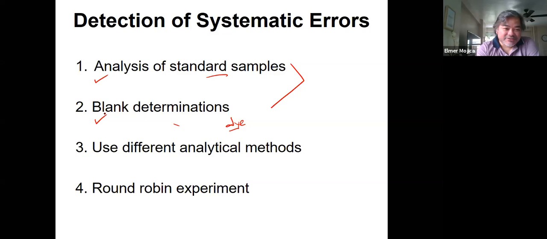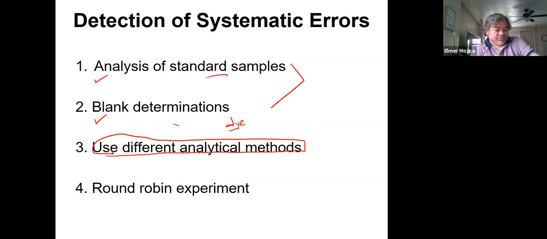So that's the second one that you need to do to detect systematic error. Now the third one is to use different analytical methods. There are many methods that you can develop. Some methods are already established. So if you want to determine if the method that you're developing is correct, all you need to do is compare it with another method that is already established.